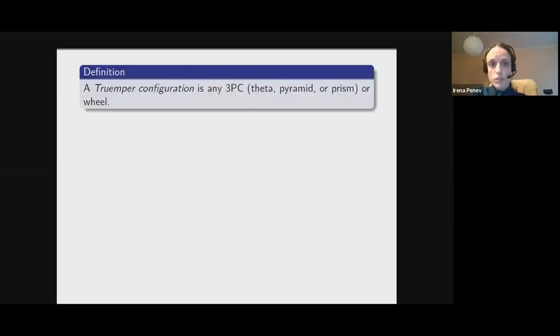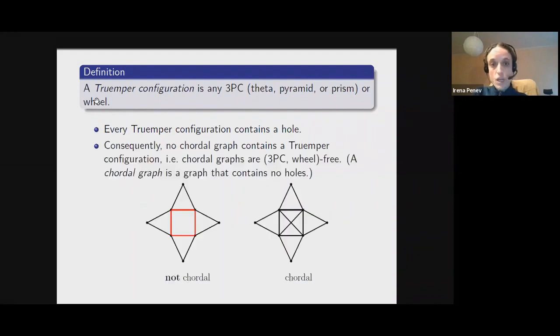Okay, now Truemper configurations, what are those? I already said it, but let me say it again. Those are 3 PCs. 3 PCs are thetas, pyramids, and prisms, and also wheels. Now, a remark: every Truemper configuration contains a hole. For 3 path configurations, I explained that. For wheels, that's just part of the definition. Consequently, no chordal graph contains a Truemper configuration.